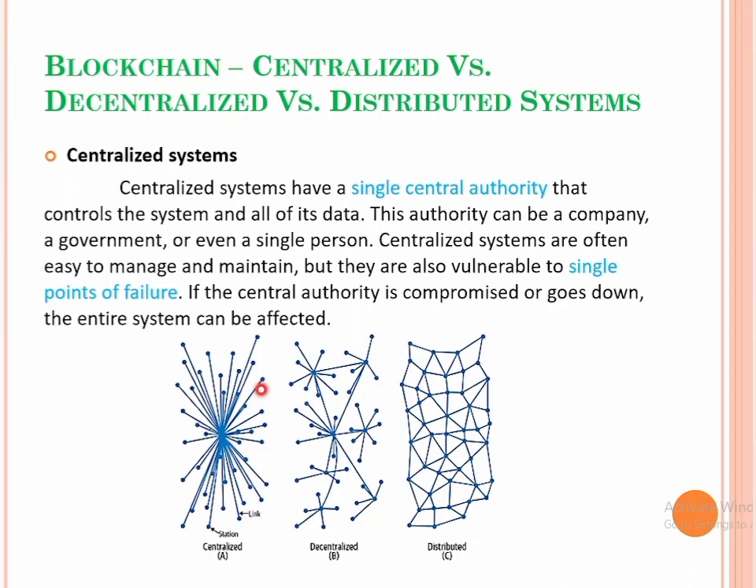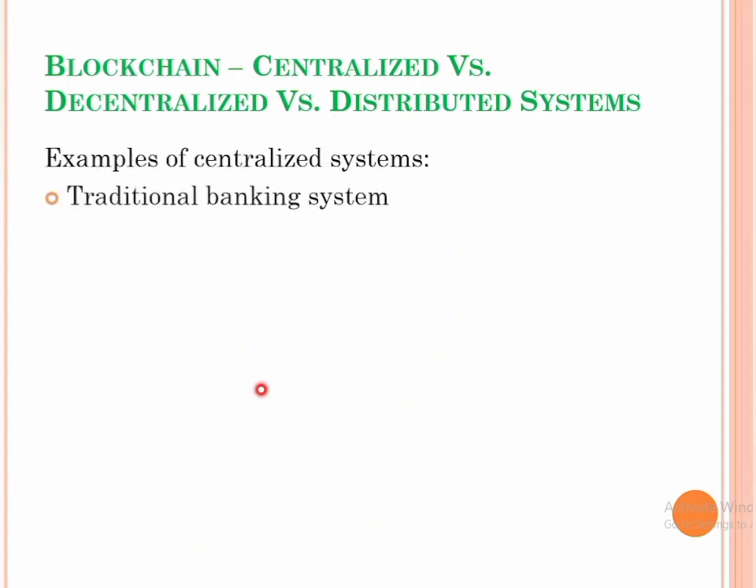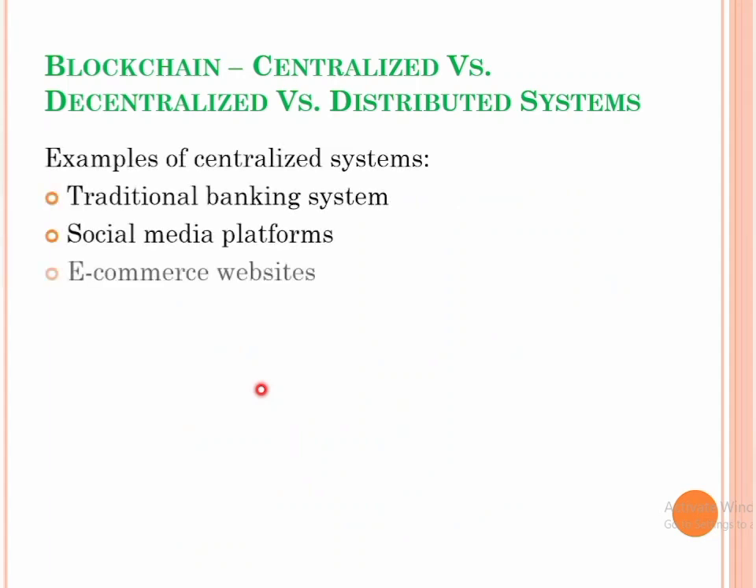The main problem in the centralized system is the single point of failure. If the central authority fails, the entire system fails. So you can think of a power grid controlled by a single station. And one of the drawbacks of the centralized system is that it is less flexible. Adapting to change requires approval from the central authority. Some of the examples of the centralized system are a traditional banking system, social media platforms, and e-commerce websites.